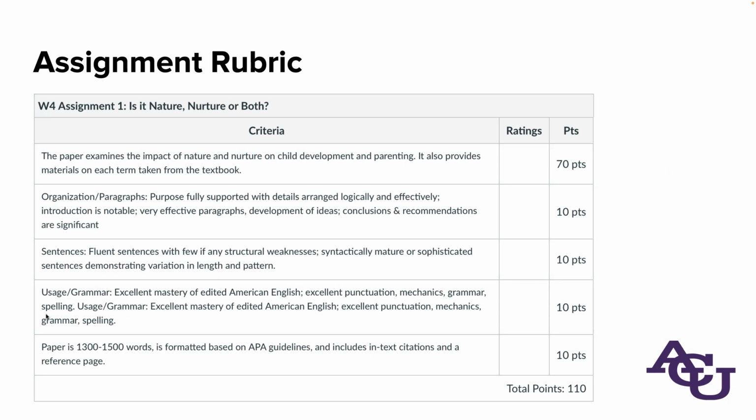Now, looking at this, purpose fully supported with details arranged logically and effectively. So what this would not mean is to have one giant paragraph for nurture, one giant paragraph for nature, because that would be logical for organization, but not effective. That's too much information to have multi-page paragraphs. In general, for this sort of writing, especially for a 400 level course, you want to have your information organized into paragraphs of around 5 to 7 sentences each. And that may involve breaking up groups of related ideas to deal with them in turn and then move on to the next one.